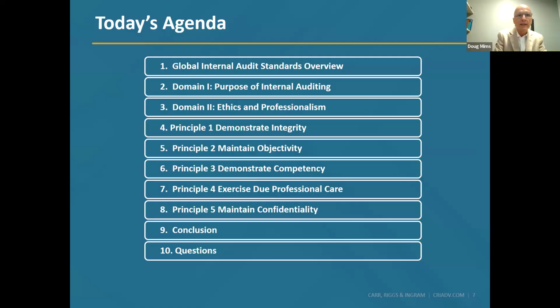So here's our agenda for today. We're going to do a quick overview of the Global Internal Audit Standards, which some of you have probably already seen, but just in case you haven't, I think it's important to understand how this all came together. Then we're going to cover Domain 1, which is the purpose of internal auditing. Then we're going to cover Domain 2, Ethics and Professionalism. From there, we're going to go through the five principles, which include demonstrate integrity, maintain objectivity, demonstrate competency, exercise due professional care, and maintain confidentiality. Then we'll wrap up with any concluding remarks and any questions.